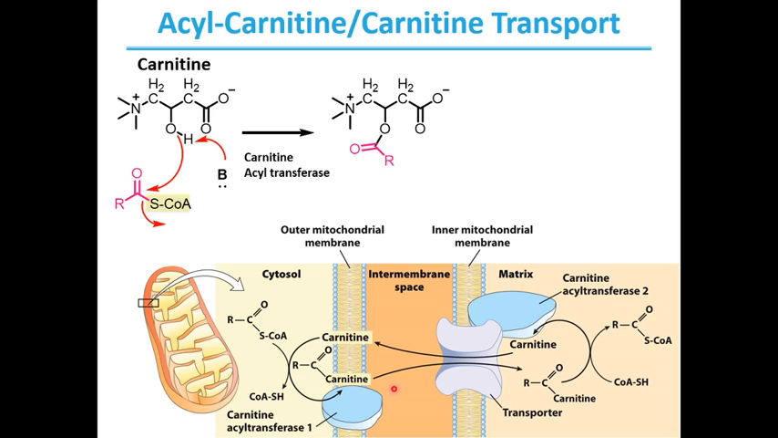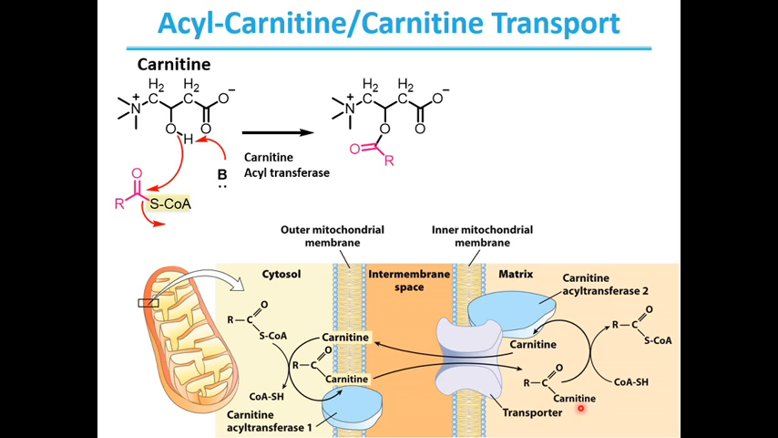In the inner membrane space, the fatty acyl-carnitine ester diffuses through the intermembrane space and enters the matrix. And this happens via passive transport through this transporter called the acyl-carnitine or carnitine cotransporter. This cotransporter moves one molecule of carnitine from the matrix to the intermembrane space, while it moves one molecule of acyl-carnitine from the intermembrane space into the matrix.